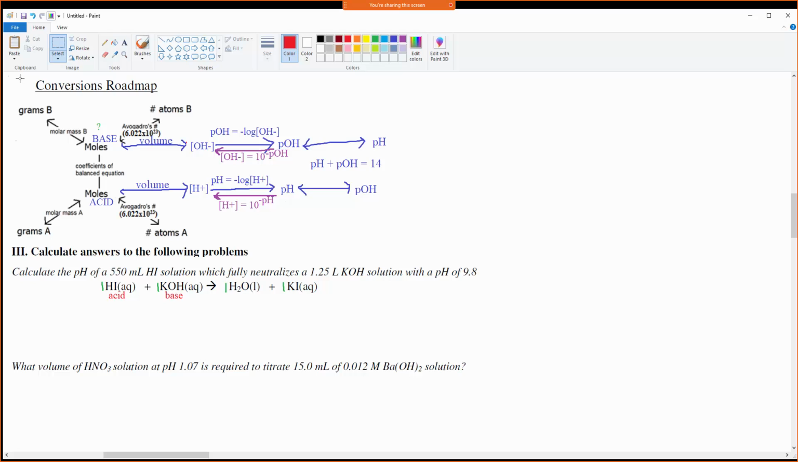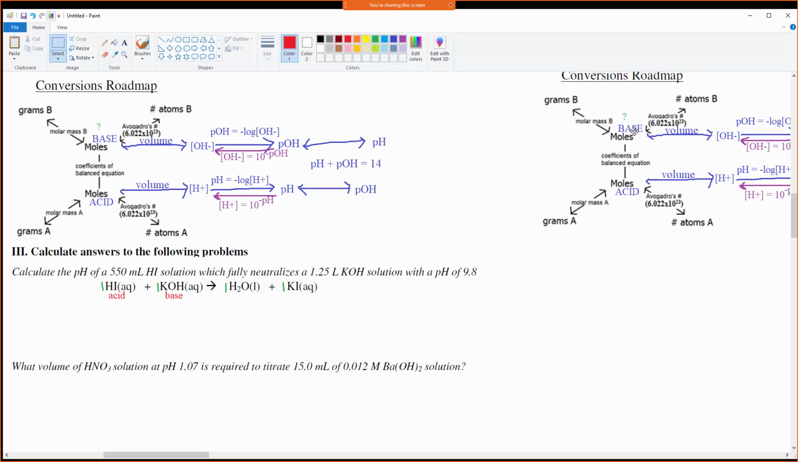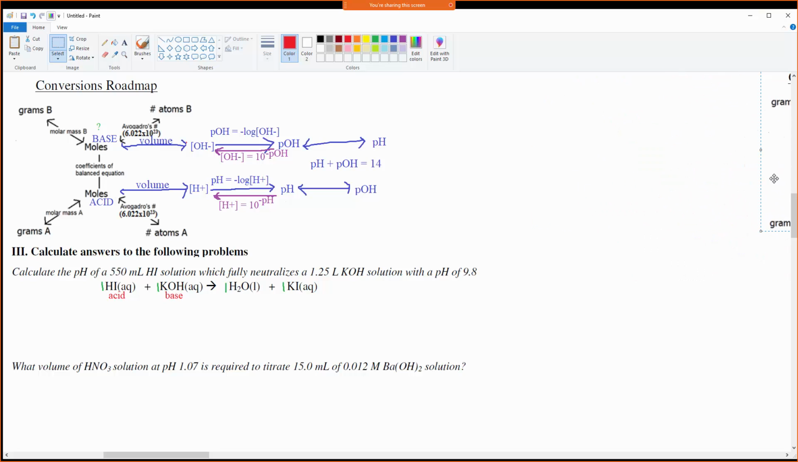So we are going to make a copy of this and use it elsewhere. Stick it over there. Okay. And then I can write all over this and not feel bad. They want the pH of the acid. This is my target. pH of the acid.